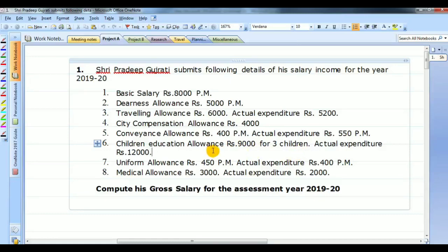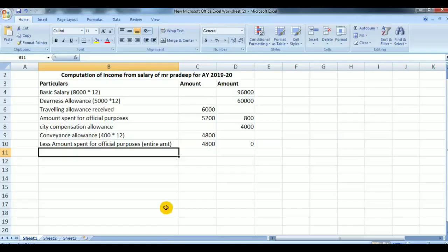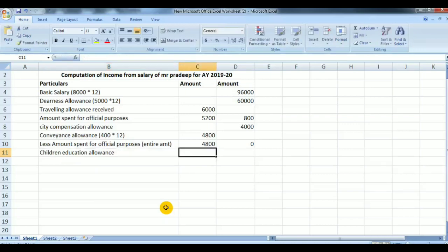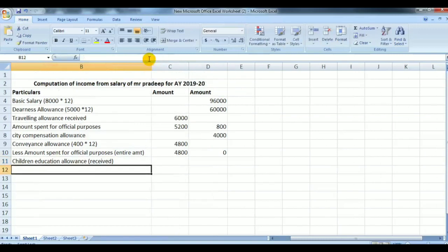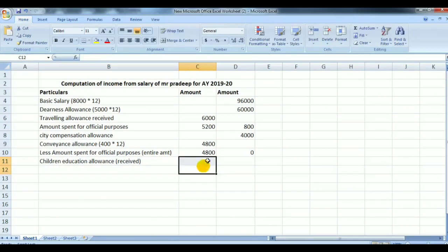Here, children education allowance, we have received 9,000 for 3 children. So what is the actual received amount? 9,000 for 3 children. I'll write that amount here. Children education allowance 9,000 rupees for 3 children. So I'll write received here in brackets. How much have we received? 9,000 we have received.